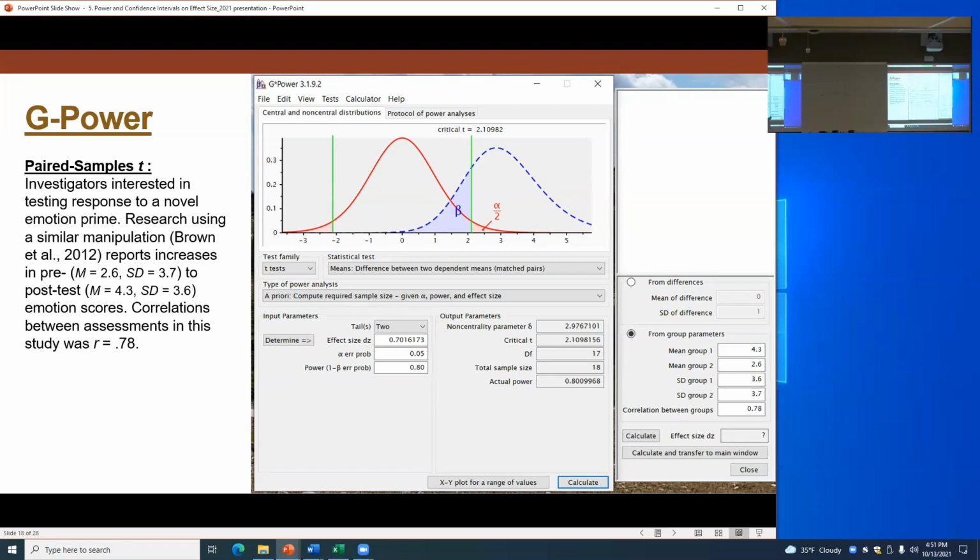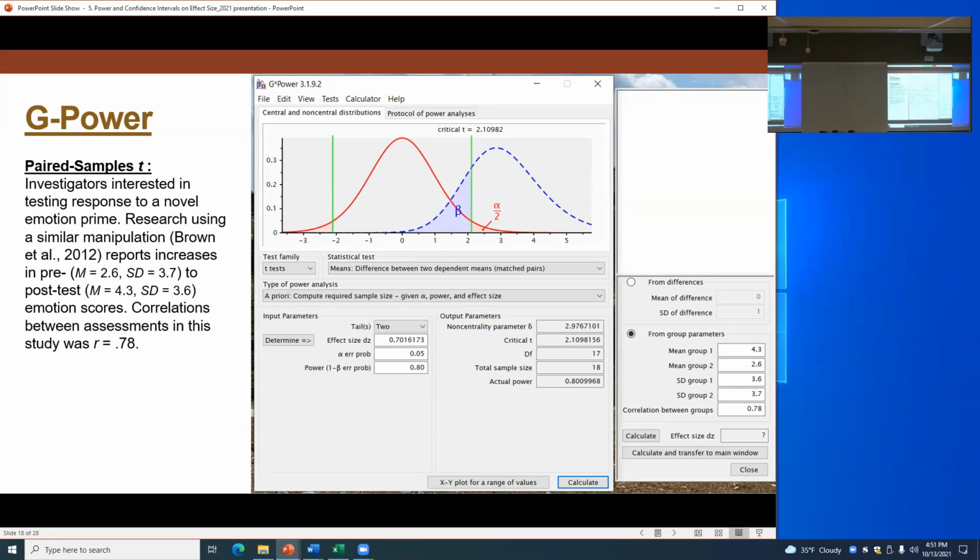And so again, here I've got mean of group 1, mean of group 2, standard deviation 1, standard deviation 2, correlation between my two groups, drop it in there, calculate and transfer over. I don't know why I didn't do that in the screenshot, but anyway, it kicks it over and gives me an effect size of 0.7.